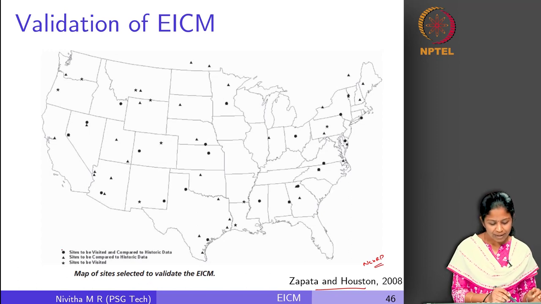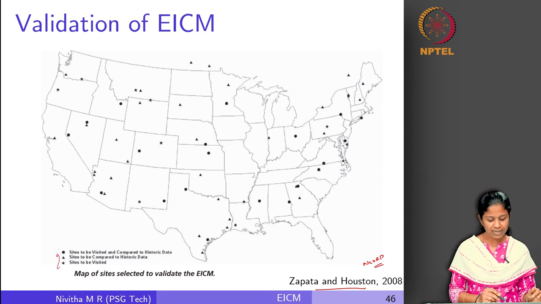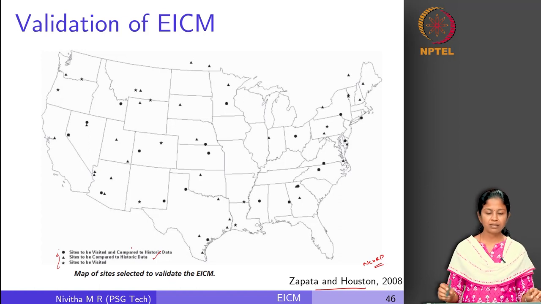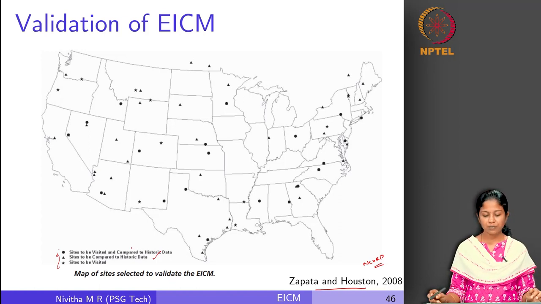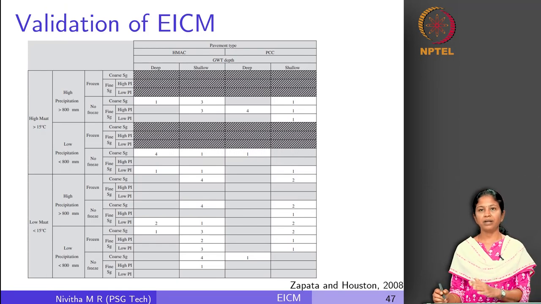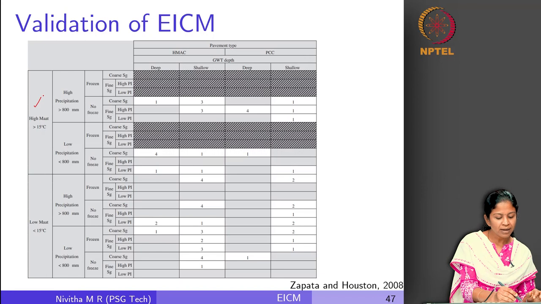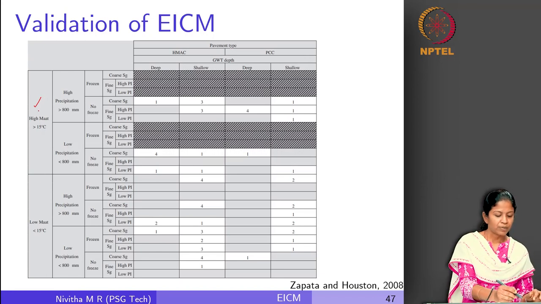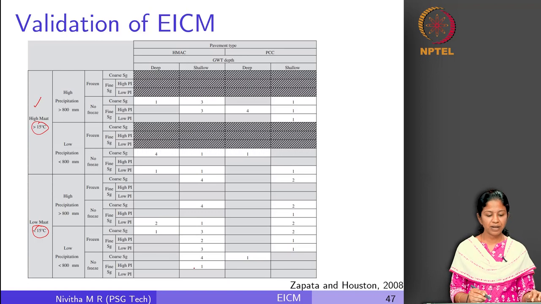You can see here in the whole map, they have indicated three different types of sites. One is sites which are to be visited, sites to be compared to historic data, and then the sites which are visited, right? So, this is a map which indicates locations which were chosen, and then they had categorized the locations based on the different conditions. So, one is mean average air temperature: locations which have mean average air temperature greater than 15 degrees, and locations which have it less than 15 degrees, okay.